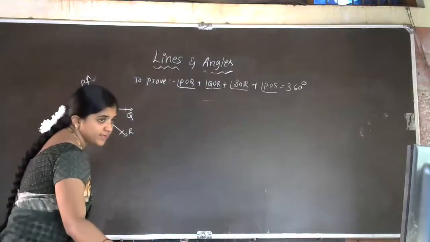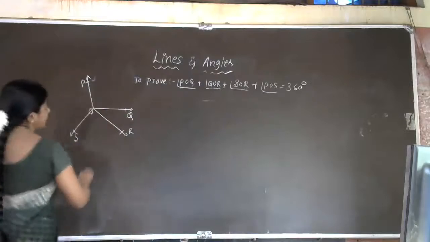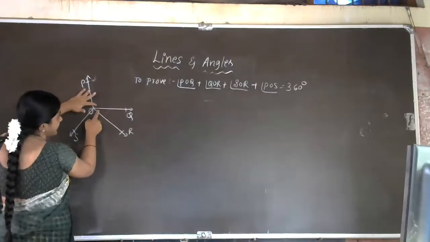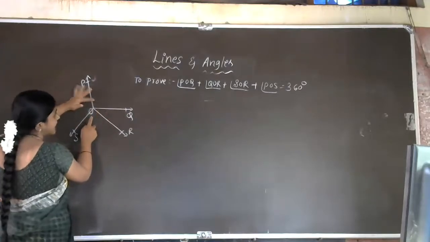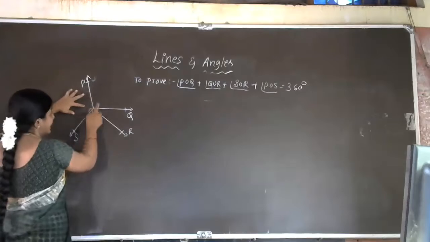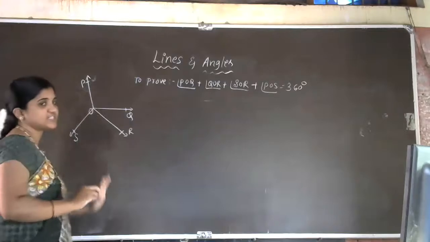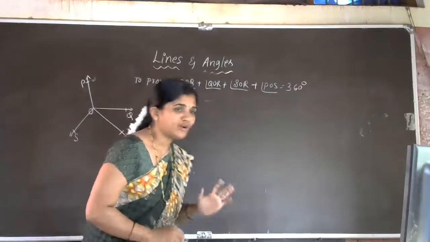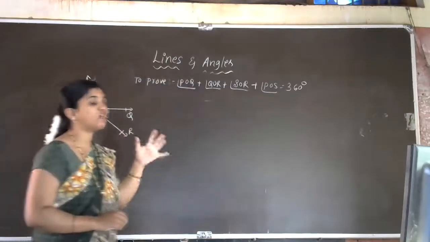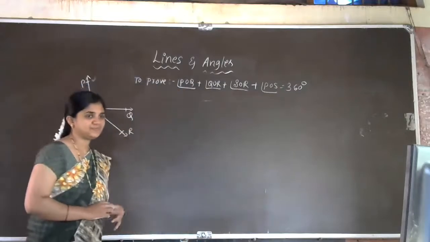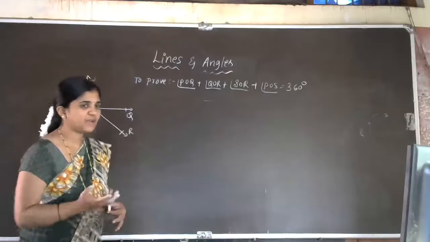Yes. See here. Angle POQ is this angle. Angle QOR is this angle. Angle SOR is this angle. Angle POS is this angle. The sum of these 4 angles, which is equal to 360, we have to prove. For that, what trick do we have to apply here? Can anyone tell me fast? Which concept are we going to use here?